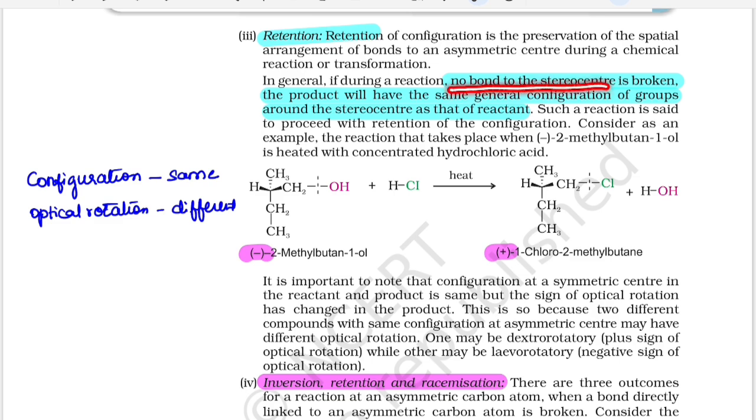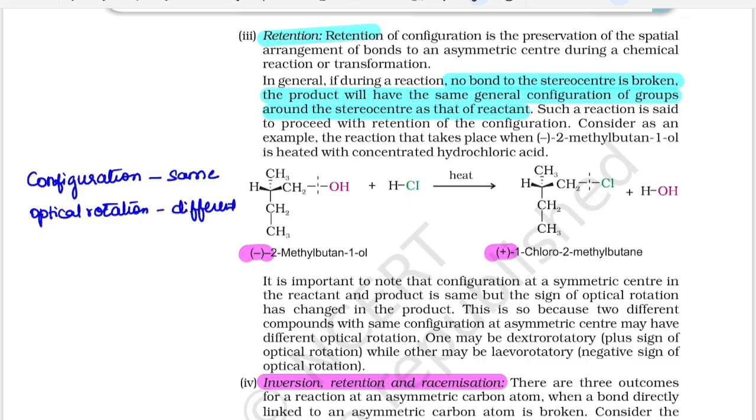When no bond to the stereo center is broken, so stereo center bonds are not broken here, the product will have the same general configuration of groups around the stereo center. Therefore, the configuration of this and this will be the same. There will be retention of configuration.